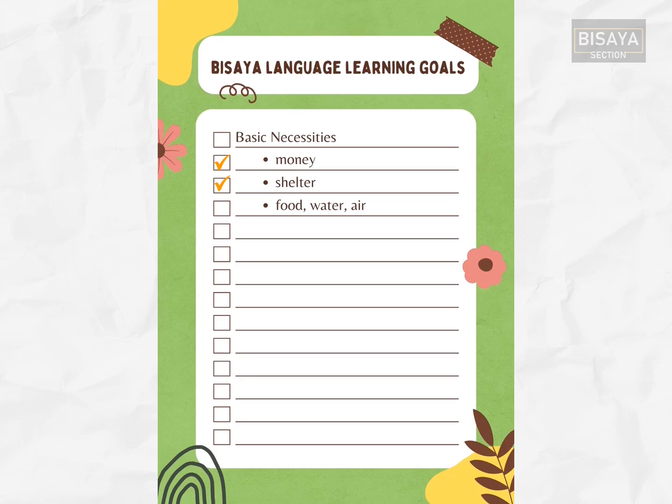Last but not the least, before the end of our video, let's check our language goals. Money, check for the previous episode, and today, shelter is gonna be ticked. Off to our next episode on food.